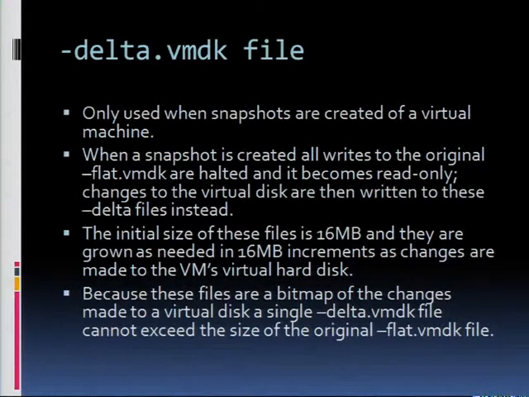Because these files are a bitmap of the changes made to a virtual disk, a single delta file cannot exceed the size of a flat file. So a single snapshot can never grow more than the virtual disk because it's just an exact copy of what blocks have changed in the original. If a block changes more than once, it's still only updated in that same spot. That's why it doesn't expand larger.